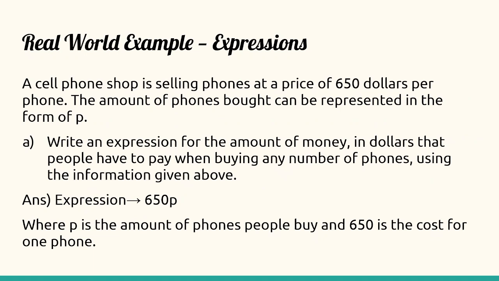Now here's a real-world example utilizing your knowledge of expressions. A cell phone shop is selling phones at a price of $650 per phone. The amount of phones bought can be represented in the form of P. And in part A, they're asking us to write an expression for the amount of money in dollars that people have to pay when buying any number of phones using the information given above. So our answer, or our expression, would be 650P, where P is the amount of phones people buy and 650 is the cost for one phone.